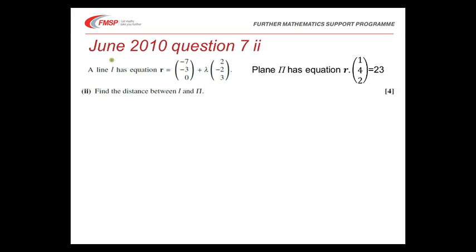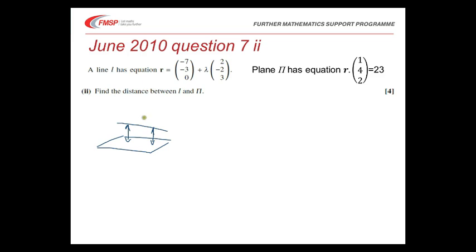Now in the second part of the question, I want to find the distance between L and pi. So I've now got the equation of my plane, and I've got a line here which is parallel to it, so it's the same distance at every point. There's a variety of methods you could use to do this. I think there's about 5 given in the mark scheme.